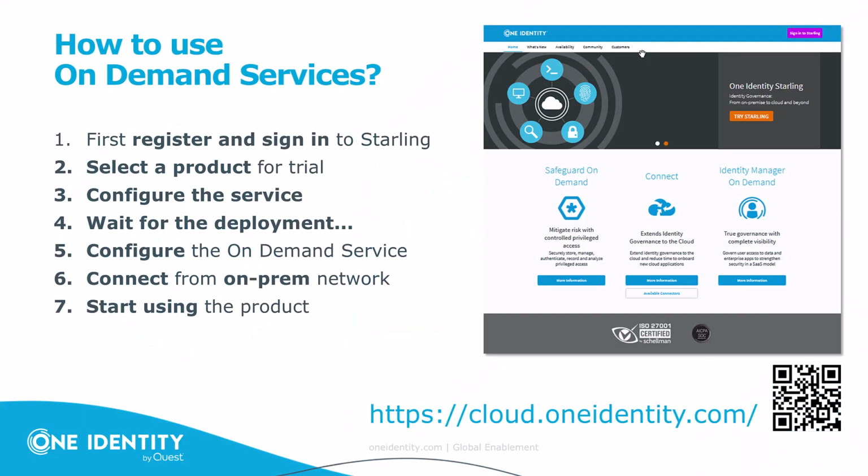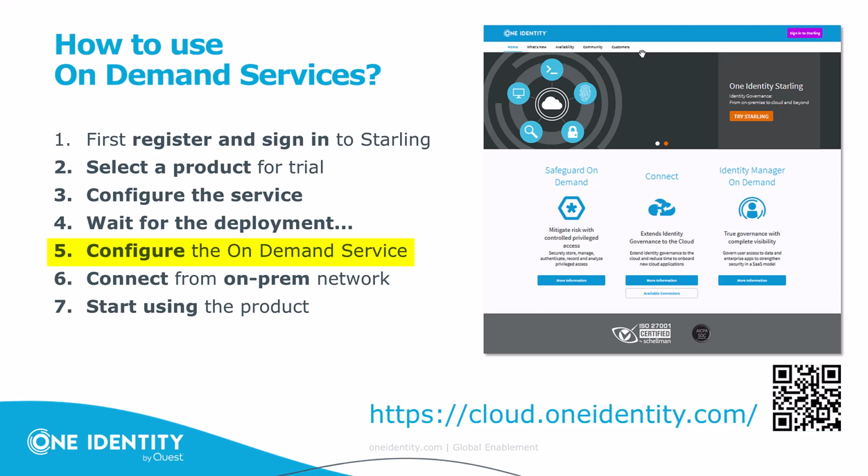So what to do if you want to use on-demand services? At first, navigate to cloud.oneidentity.com and register. Sign in to Starling. Select your region, United States or Europe, because that helps you to select the data center you want to use. Select the product you want to try, configure the service, and then wait for the deployment. The deployment is totally automatic and it lasts around half an hour or a little bit more.